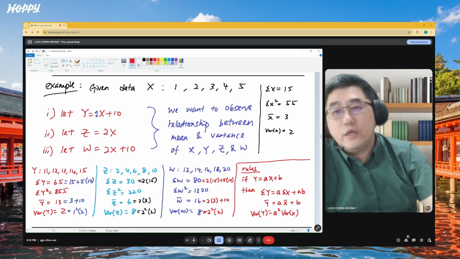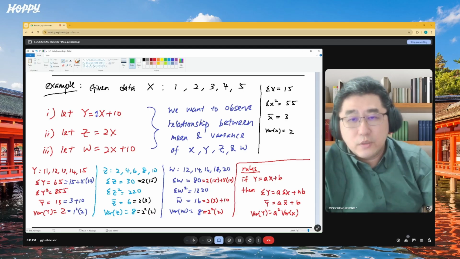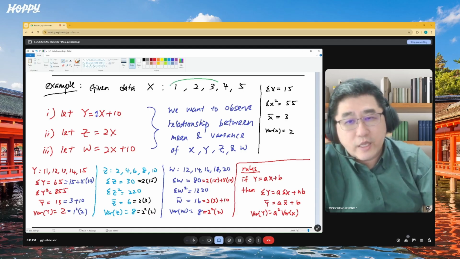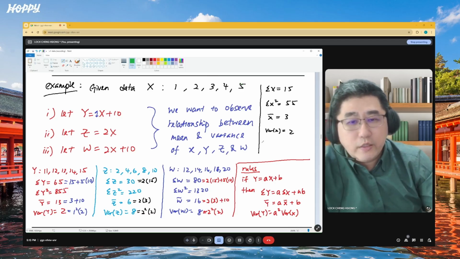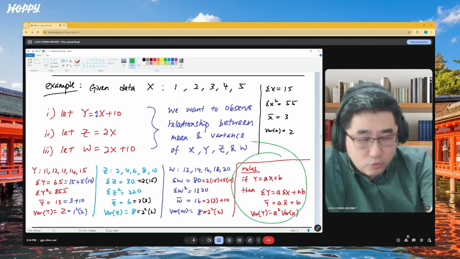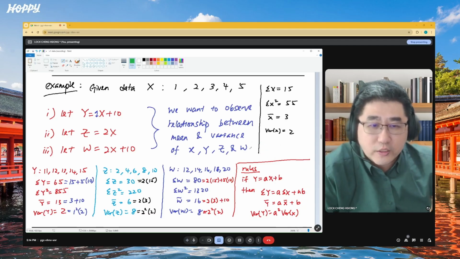According to the design of the questions here, what does it mean? It means that during exam, they can give you the data, they may not give you the data. In the event that they're not giving you the data, you are expected to know the rules. You are expected to remember the rules.